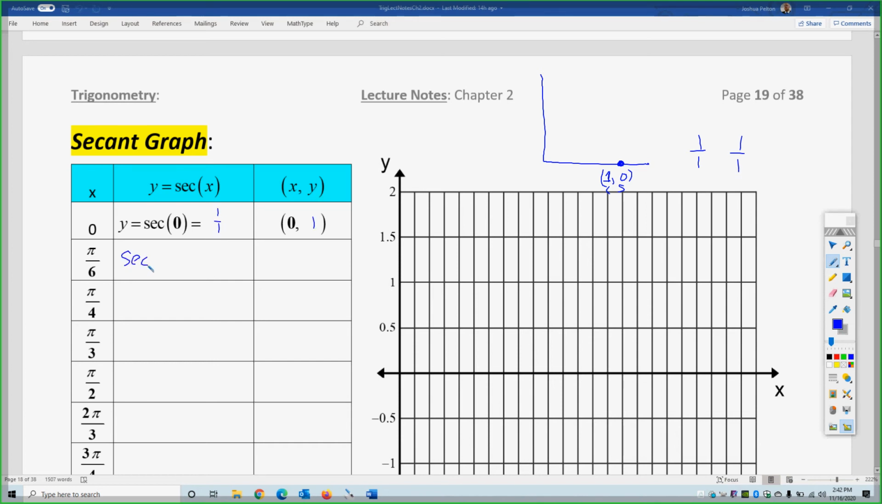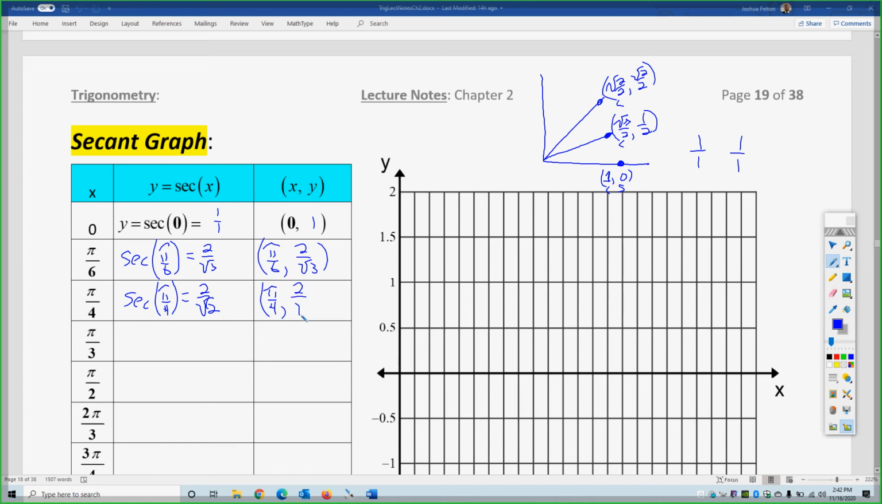So if I do the secant of pi over 6, that is the 30-degree angle. The 30-degree angle is root 3 over 2, 1/2. So if I reciprocate the cosine to get secant, I get 2 over root 3. So when I plug in pi over 6, I get 2 over root 3. Next is the 45-degree angle. So I get root 2 over 2, root 2 over 2. If I reciprocate cosine, the secant of pi over 4 is 2 over root 2. So when I plug in pi over 4, I get 2 over root 2.